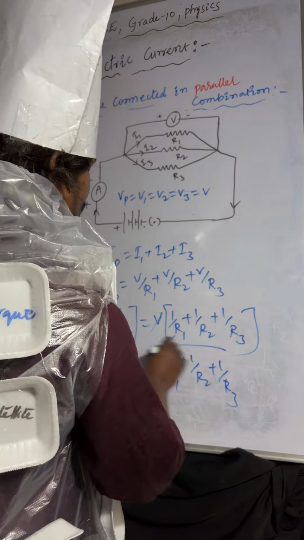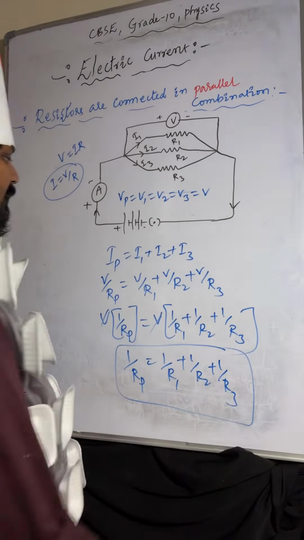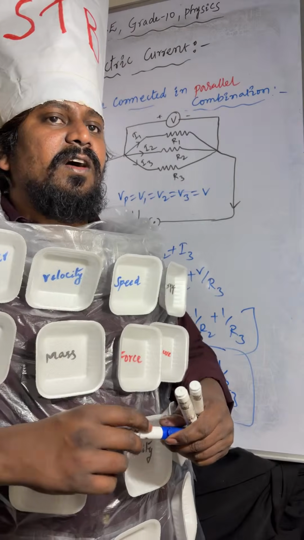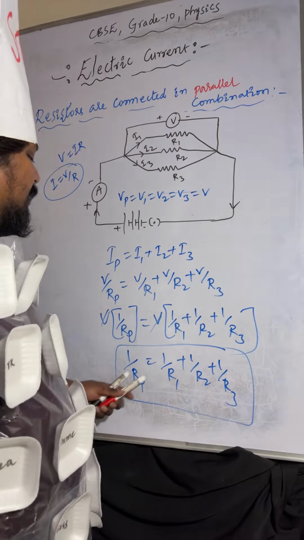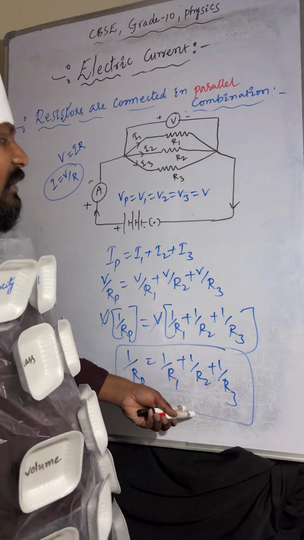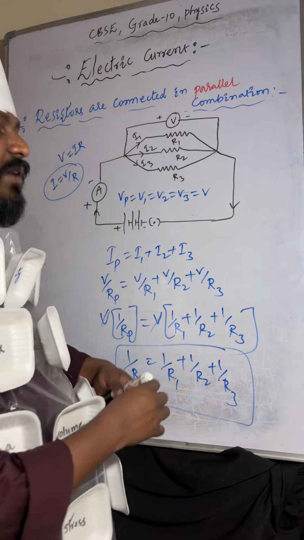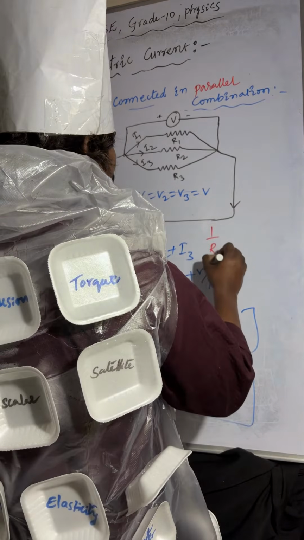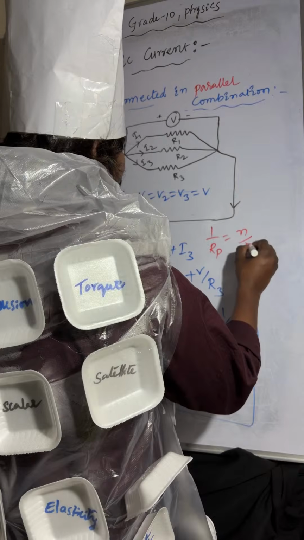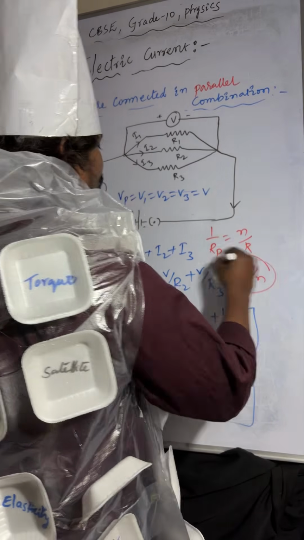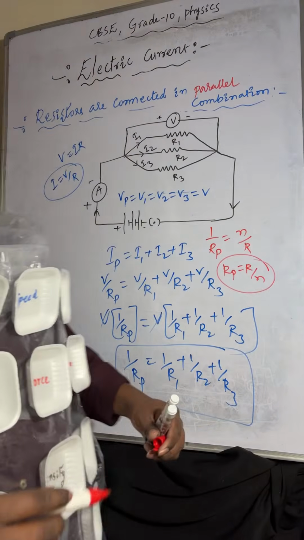So if resistors are connected in parallel combination, the formula is 1 by Rp equal to 1 by R1 plus 1 by R2 plus 1 by R3. If n number of identical resistors are connected in parallel combination, 1 by Rp equal to n by R, so Rp equal to R by n. So this is the formula, right?